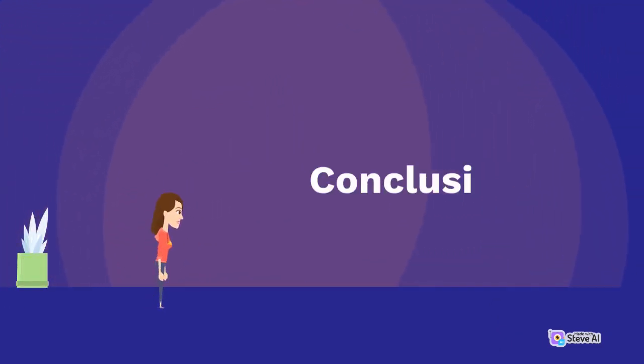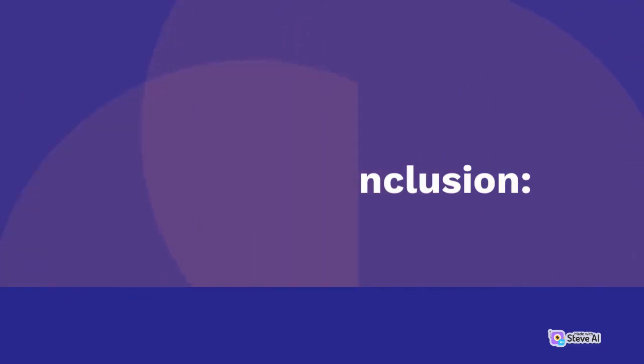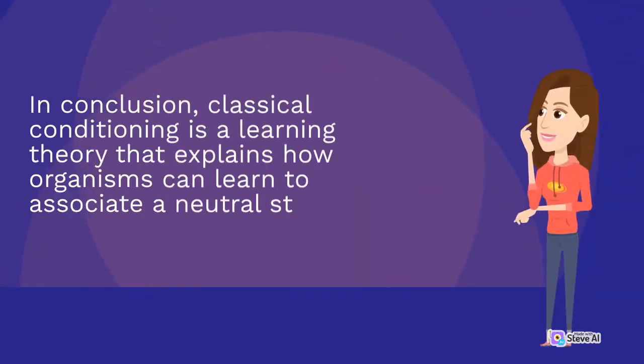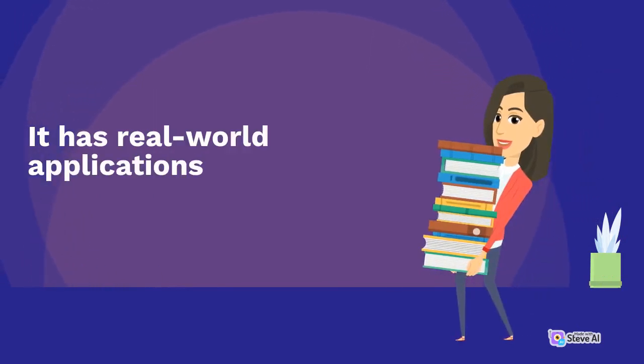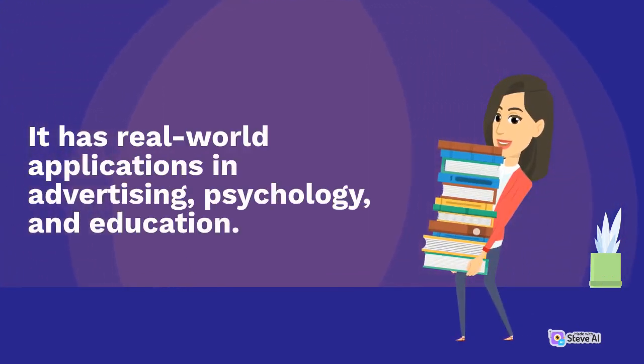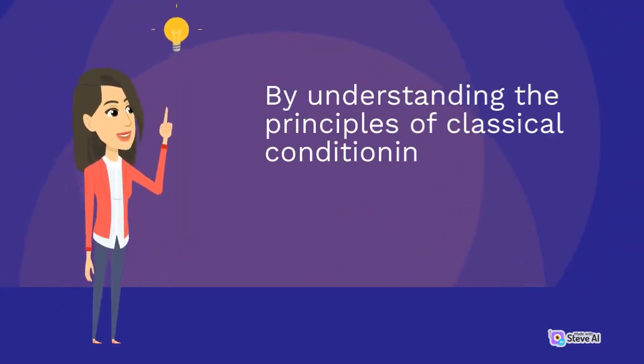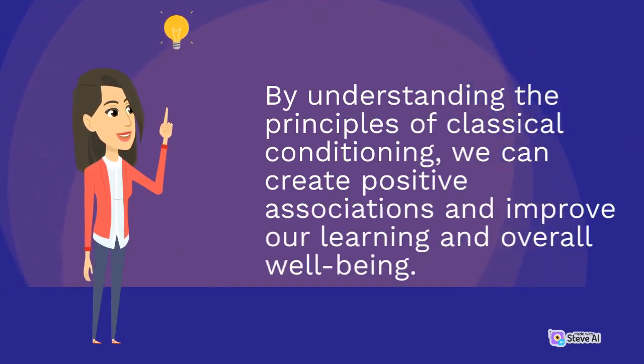Conclusion. In conclusion, classical conditioning is a learning theory that explains how organisms can learn to associate a neutral stimulus with a naturally occurring stimulus to elicit a response. It has real-world applications in advertising, psychology, and education. By understanding the principles of classical conditioning, we can create positive associations and improve our learning and overall well-being.